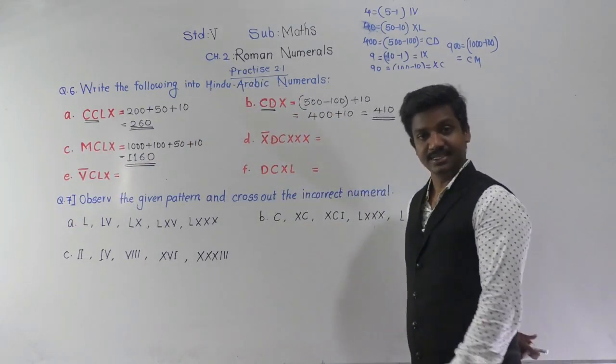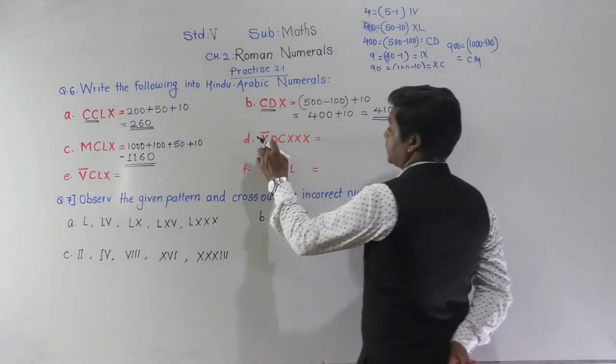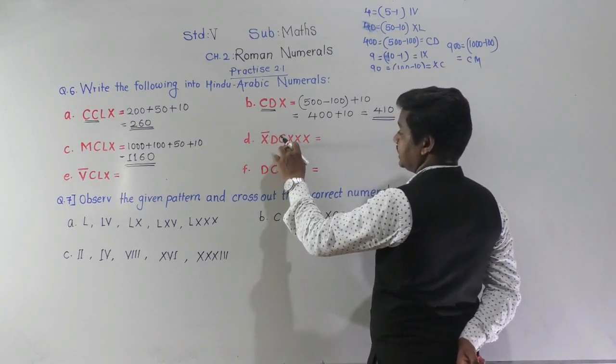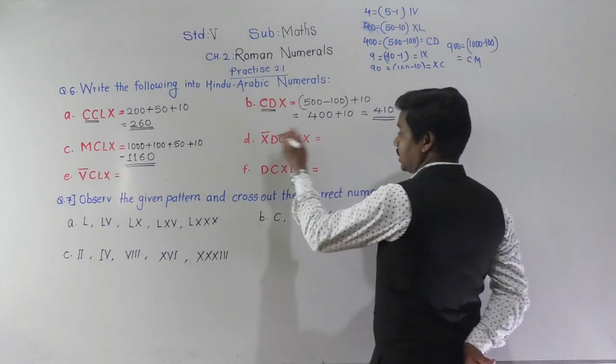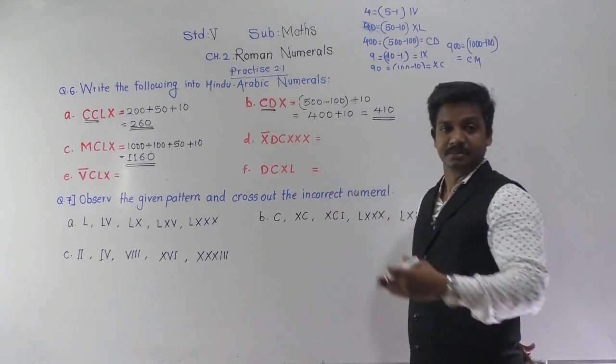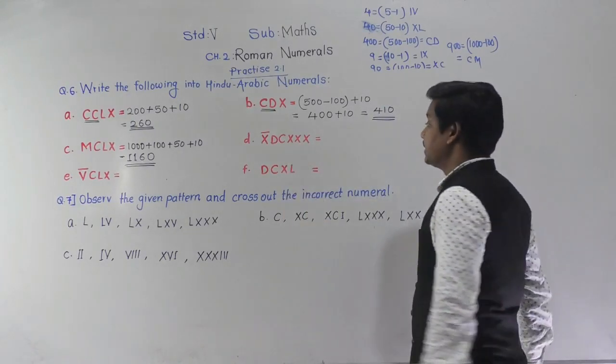1160. Is that easy? Yes. Now see, X bar D C X X X. Again, these are also in descending order. Smaller symbols are appearing after greater symbols. That means here also the values will get added.